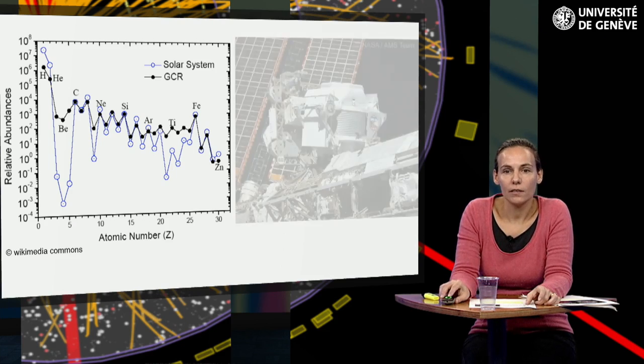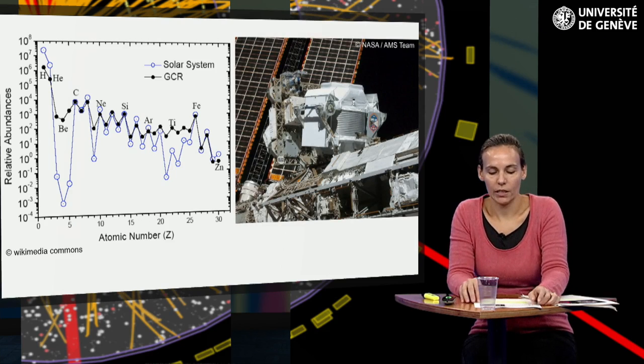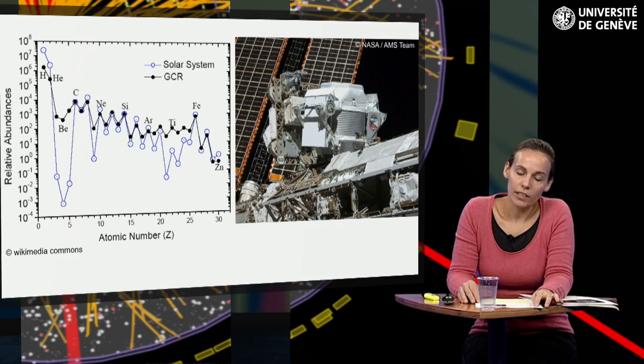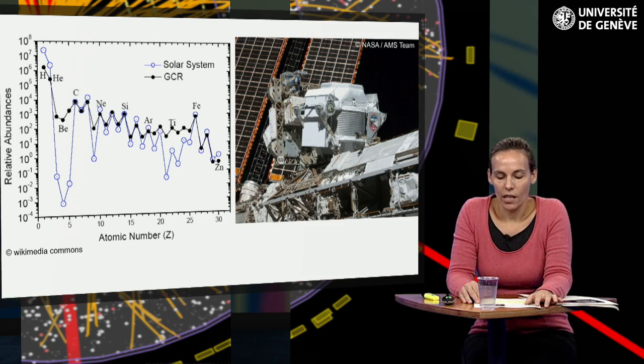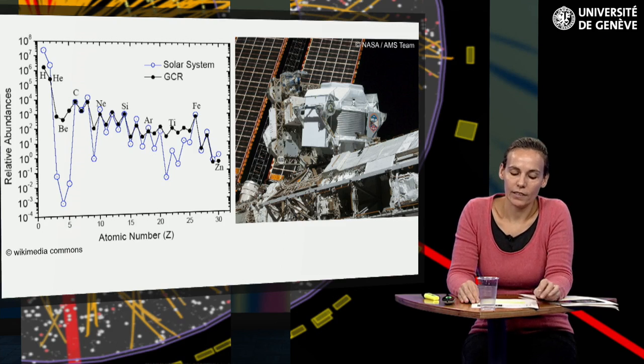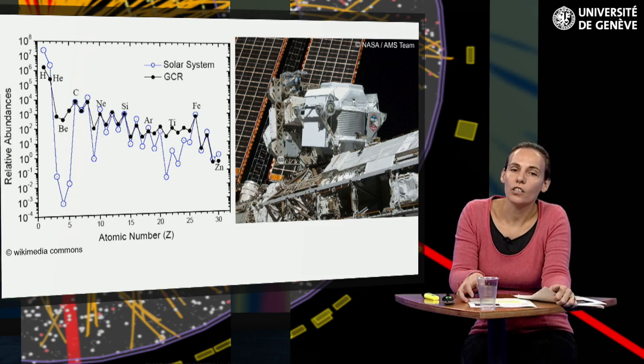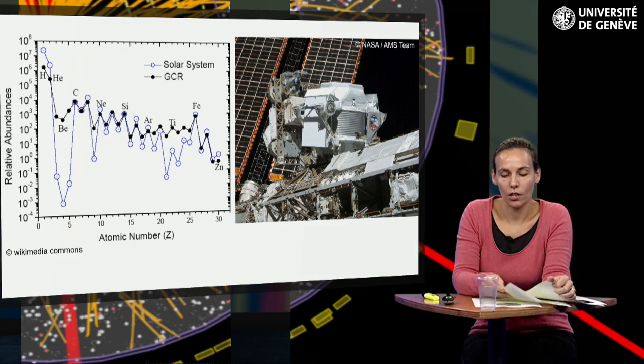Our experiment, the Alpha Magnetic Spectrometer, AMS, on the International Space Station, is taking data since several years and is measuring the chemical composition of cosmic rays as a function of their energy with high precision. This will enrich our knowledge on the origin and propagation of cosmic rays.